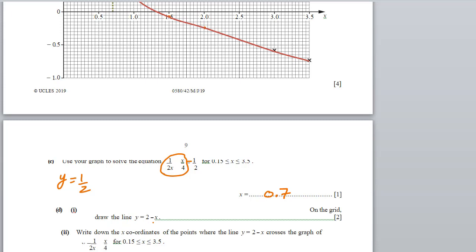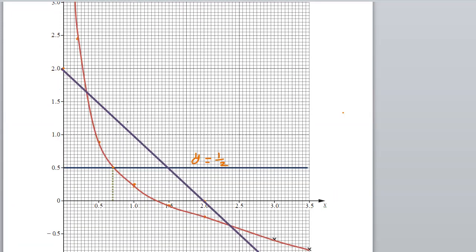Now draw the line y equal to 2 minus x on the grid. So let us start to draw this line. I have y and x. At x equal to 0, y equal to 2. At x equal to 1, y equal to 1. At x equal to 2, y equal to 0. So this is the line here, which is y equal to 2 minus x.